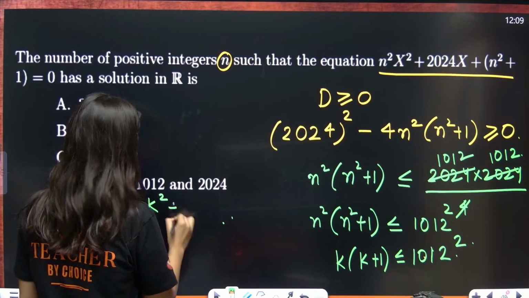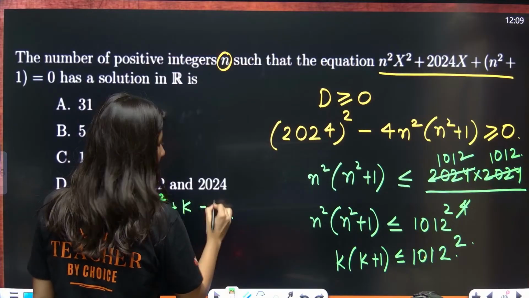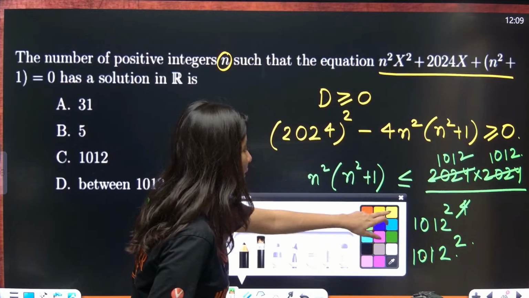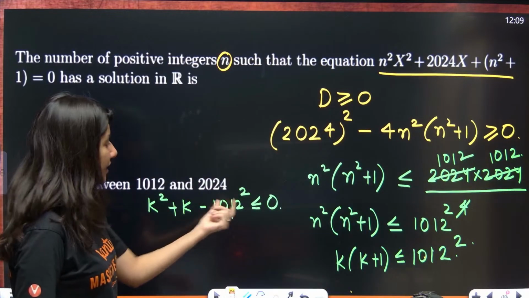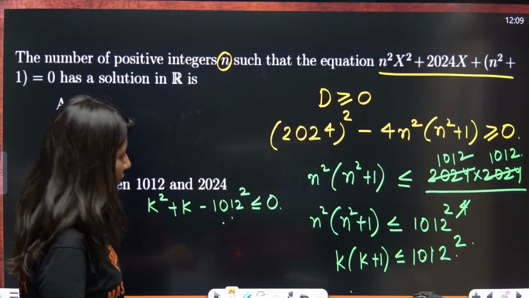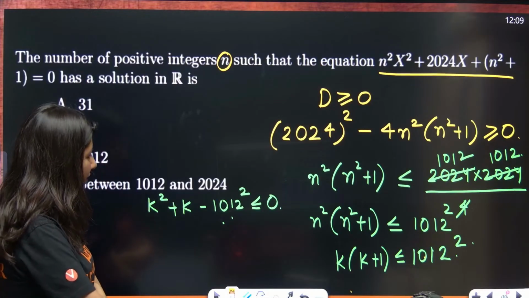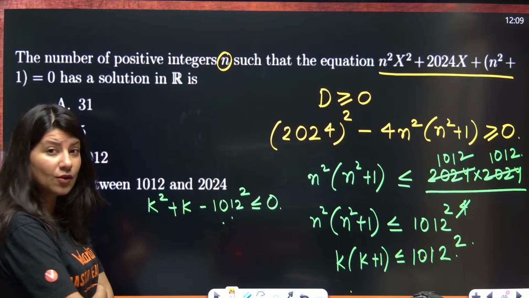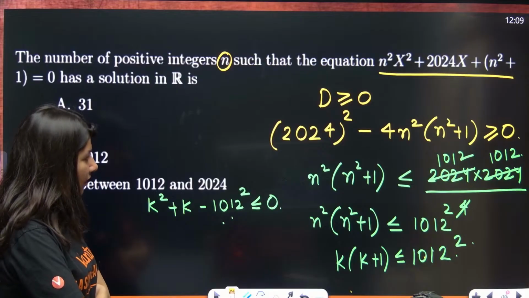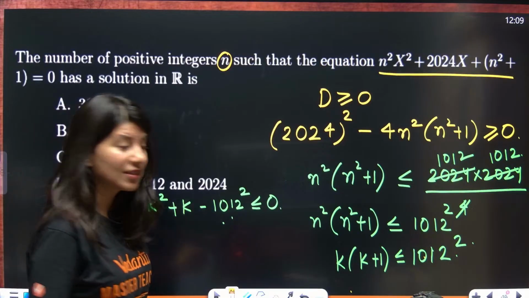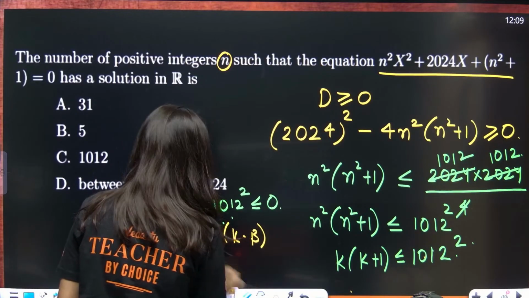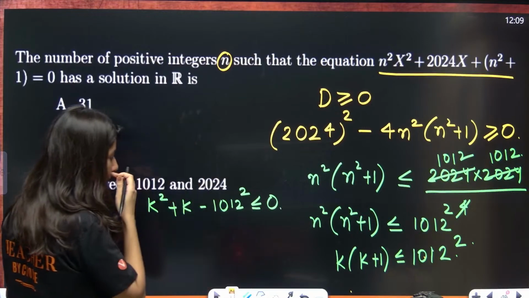K square plus k minus 1012 whole square less than or equal to 0. Now, an upward facing parabola is there. So I want to check where this quadratic expression is less than 0 or equal to 0. For that, we need to find out the roots of this. Remember, k minus alpha, k minus beta. These kinds of things we need to do. Alright, so let's apply the quadratic formula.